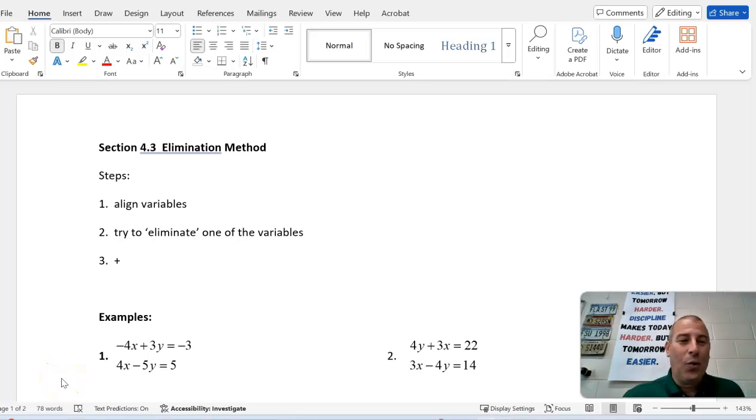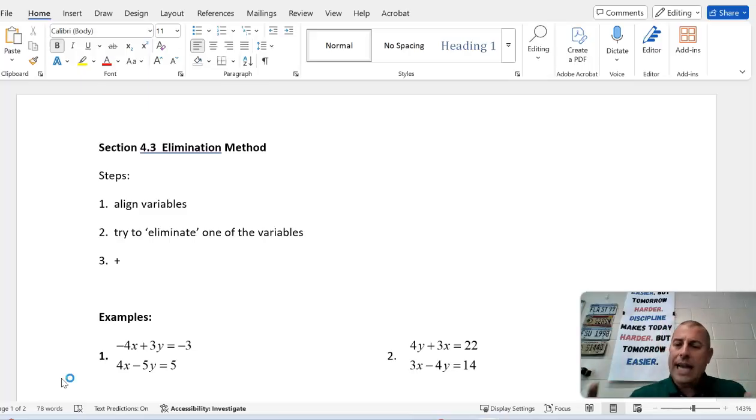Okay, so lesson number 3, elimination. Probably the most widely used of all the methods for solving systems of equations, sometimes called simultaneous equations, but we're just going to stick with that vocabulary here. The idea of elimination is we have to make sure things are aligned.